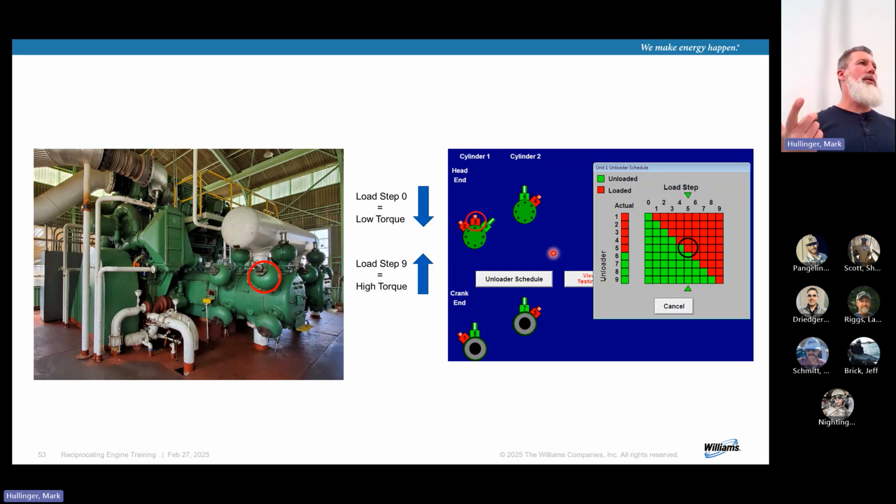For Northwest, and I'll ask the Mountain West guys, apparently we do it wrong. We're different from everyone else. We call load step zero low torque, and we call high torque load step 9. So loading up, moving higher in load step is higher torque for us. Apparently everyone else does it the opposite.